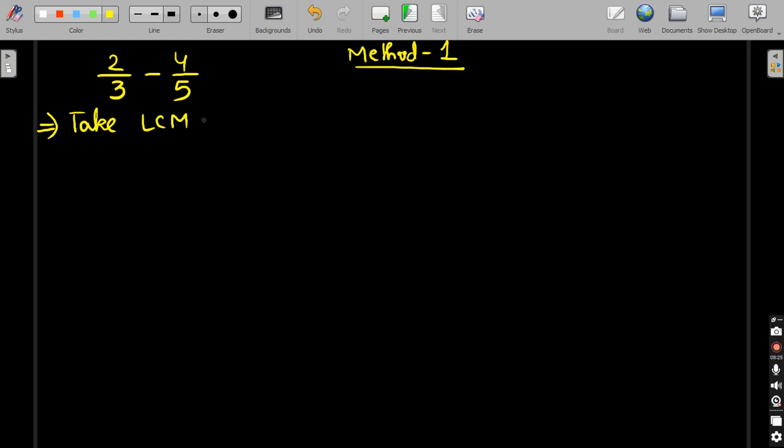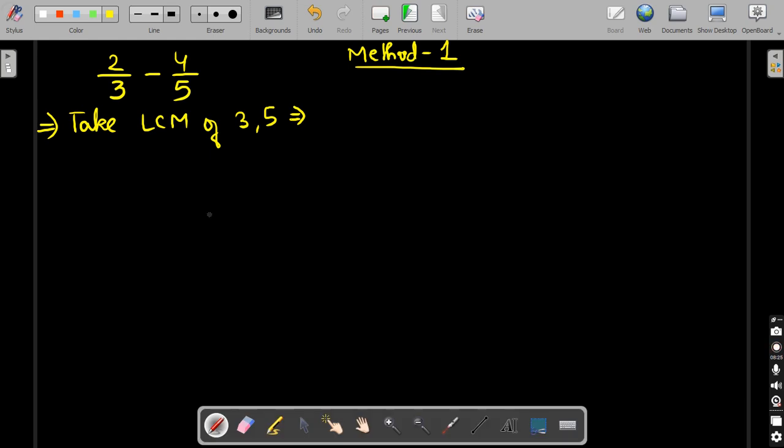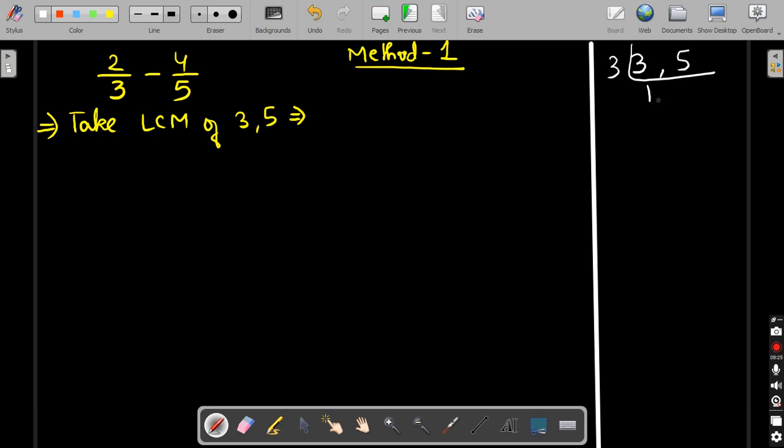Take LCM of 3 and 5. Okay, now what is the LCM? How will I solve? First I will draw the rough line. Every time you should use this rough line as your reference. Now let us start. 3 comma 5. Okay. 3 ones are 3 and 5, again here 5 ones are 5.